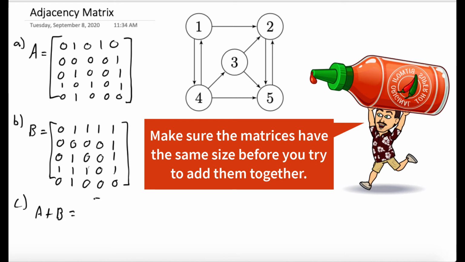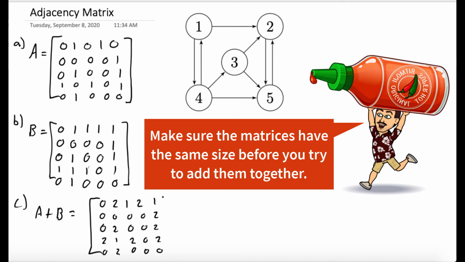Both of these matrices are 5x5 matrices, so we're allowed to add them. And when you add two matrices, you just add component-wise. So our first row would be 0, 2, 1, 2, 1. The next row is 0, 0, 0, 0, 2. Maybe I said too many zeros, I'm sorry. Then 0, 2, 0, 0, 2. 2, 1, 2, 0, 2. And then last we have 0, 2, 0, 0, 0.